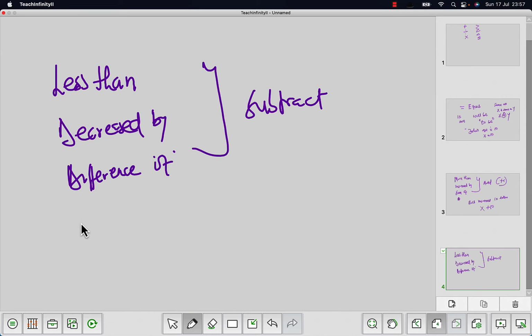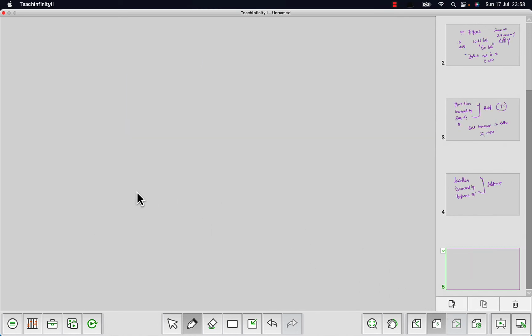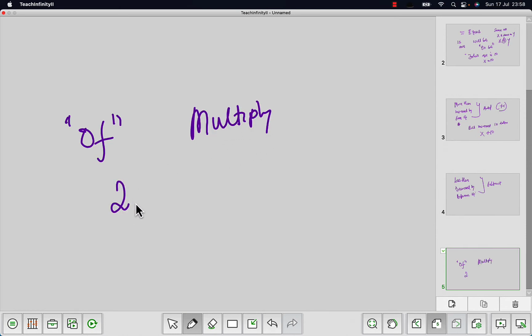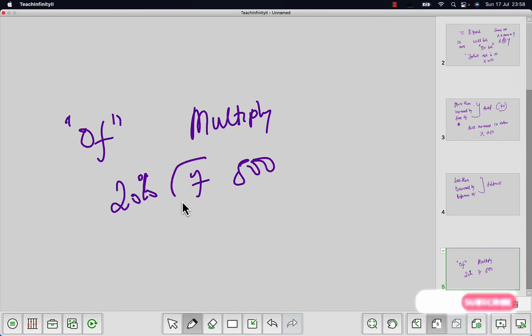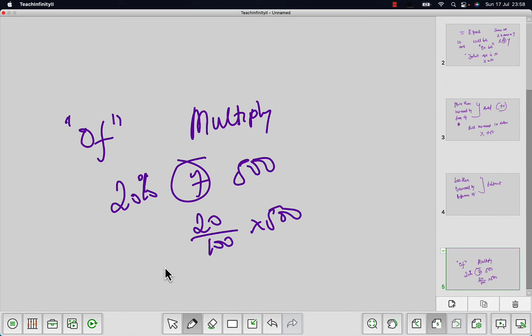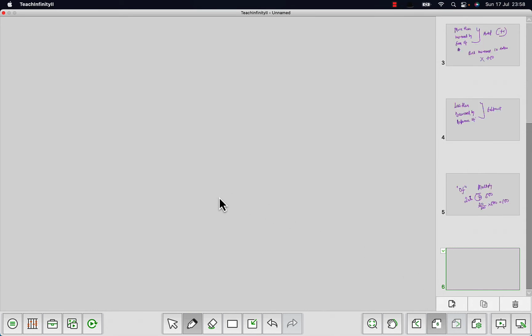Let's see words like "of". In one video I mentioned that "of" is one of the signs of multiplication. Whenever you see "of", it means you should multiply. So 20% of 500. The "of" here means that it is 20% times 500, which is 100. So it's like that. "Of" means multiply.